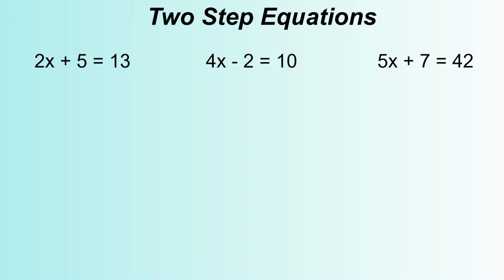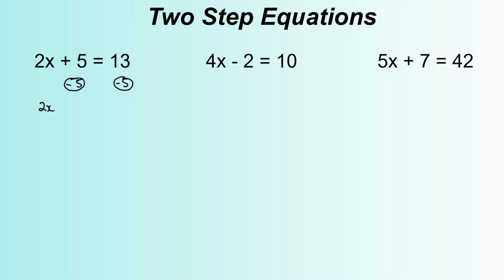So for the first one, we've got 2x plus 5 equals 13. What we want to do is try and isolate the x term. So we want to get the 2x term on its own on this side of the equation. Now to do that, what we don't want is the plus 5. So we're going to balance the equation by taking away 5 from this side and taking away 5 from this side. Now if we do that properly, that leaves a 2x here.